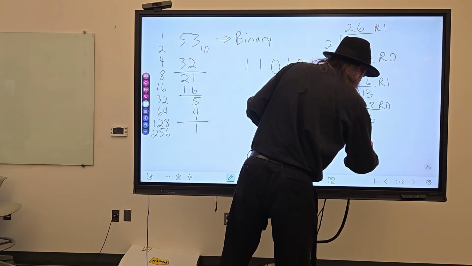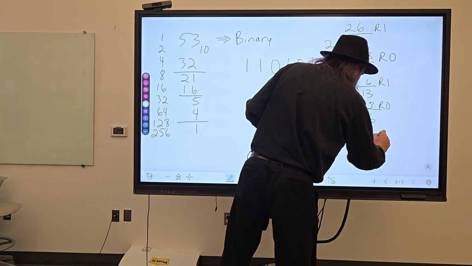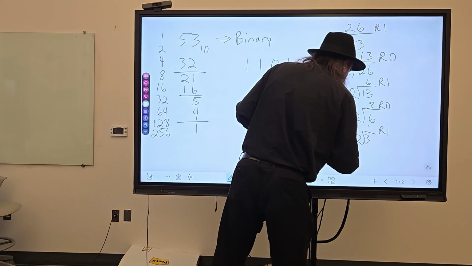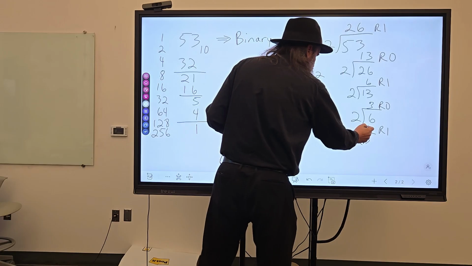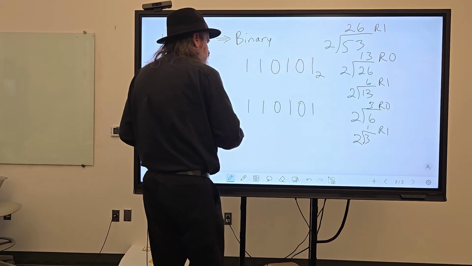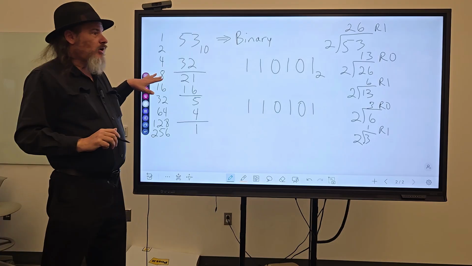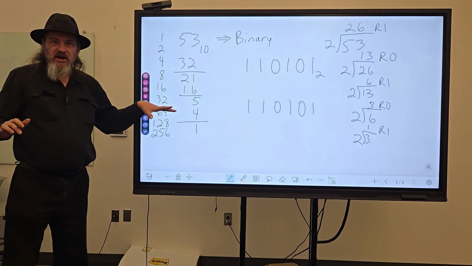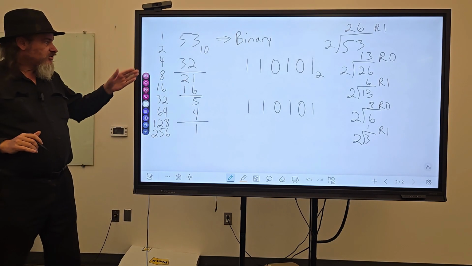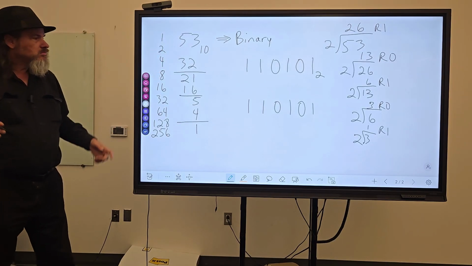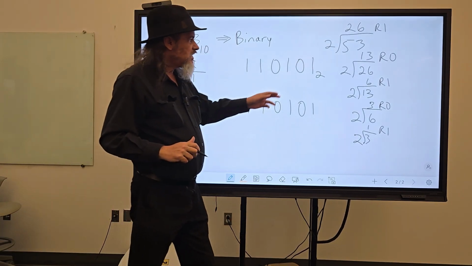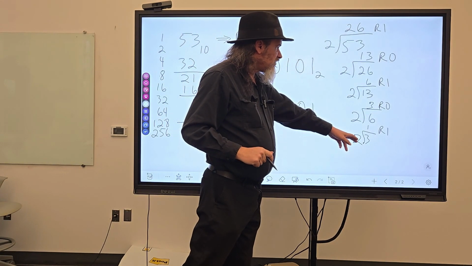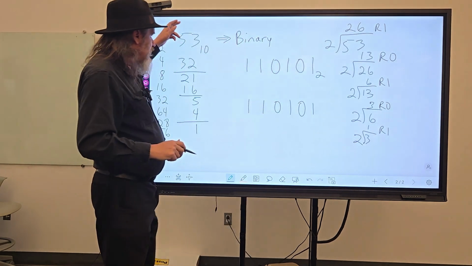And then 2 into 3 is 1 with a remainder of 1. Gives you a 1. And the 1 left over gives you your first one. So both methods are equally effective. I personally prefer the subtraction method. It's easier to program this than it is to program this.